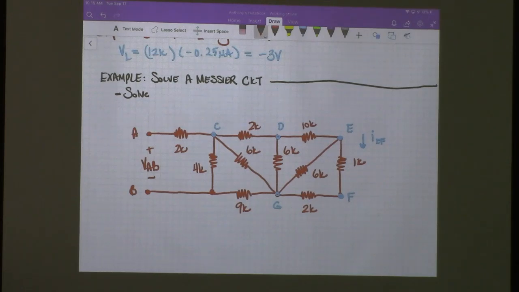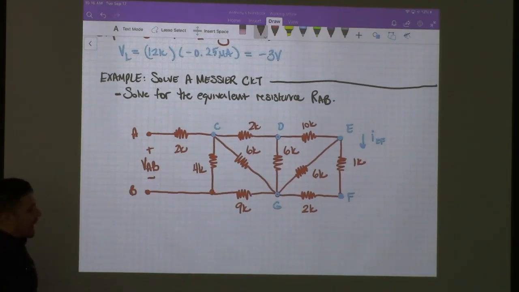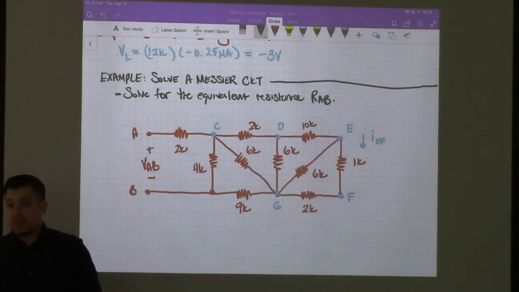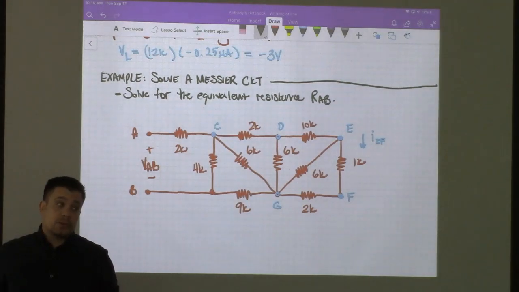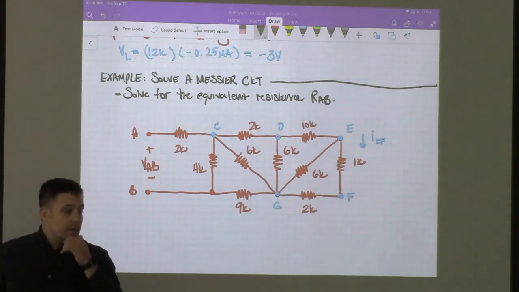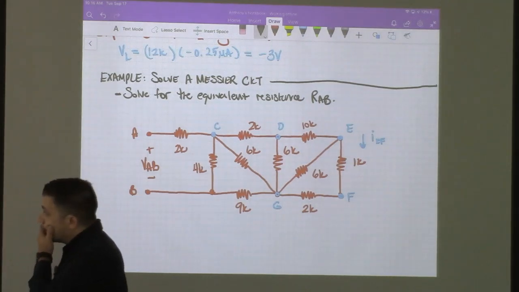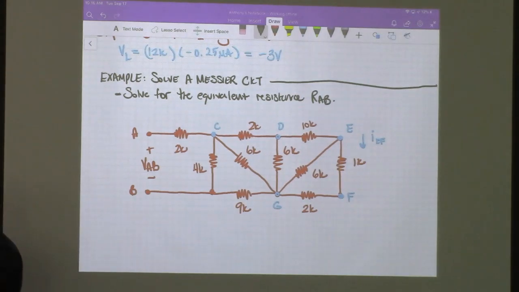Okay, so solve for the equivalent resistance RAB. So this is a little bit of a different form of problem than what we've seen before. There are no sources in this circuit, okay? So there's no voltages or currents to solve for. It's dead, right? Everything would be 0. But they ask us to solve for RAB. What is the equivalent resistance?